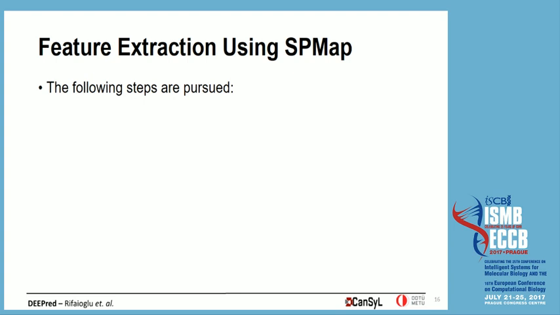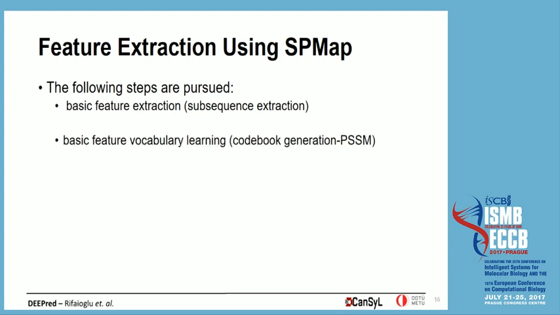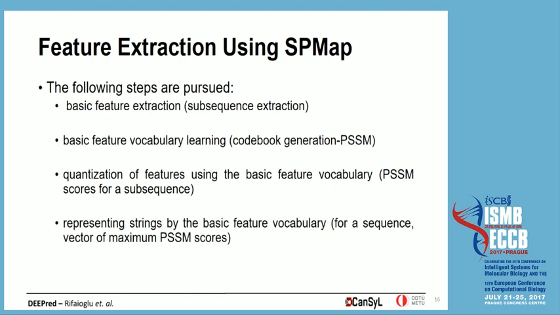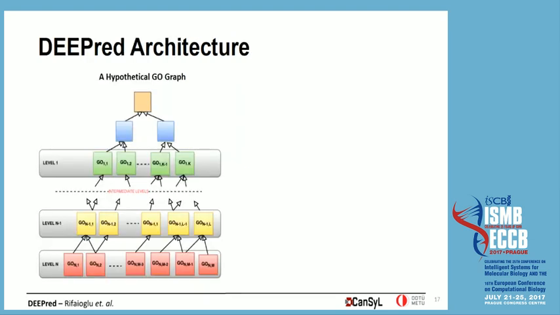Four steps are followed for feature extraction. The first one is basic feature extraction. Here, we extract fixed length subsequences from protein sequences. Then basic feature vocabulary. Here we cluster the subsequences, create position specific scoring matrices for each cluster, and create probabilistic profiles. Then we quantize the features using the feature vocabulary. Finally, protein sequences are represented using the feature vocabulary as numerical feature vectors.